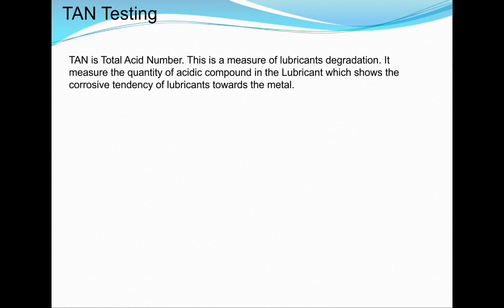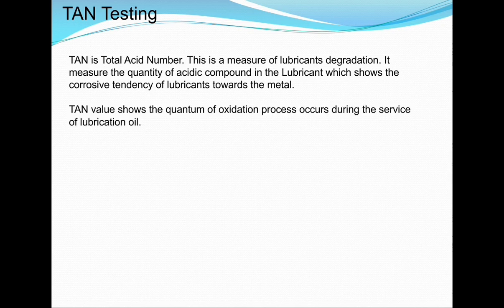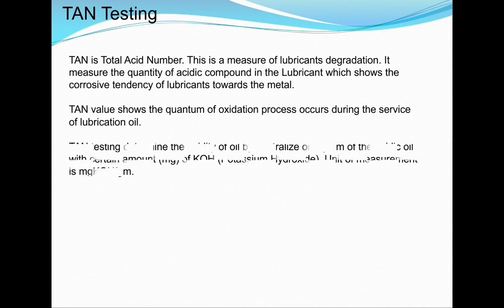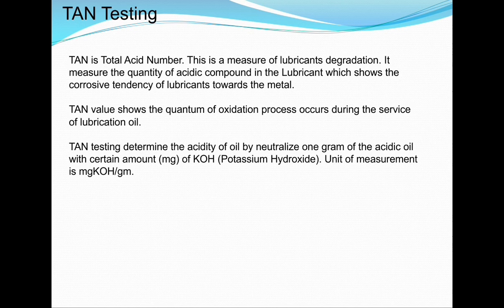So TAN basically measures the quantity of acid compounds in the lubricant, which shows the corrosive tendency towards the metal available in the system. So it is very important because the TAN value shows the extent of oxidation that occurs during the service of the lubrication oil, because according to how long it is used and how long the oil is processed in the system, the TAN value, the acid number, will increase. So basically, as I have said, the TAN testing determines the acidity of the oil by neutralizing 1 gram of acidic oil with a certain amount in milligrams of KOH. So that's why its unit is milligram of potassium hydroxide per gram of lubricant oil.